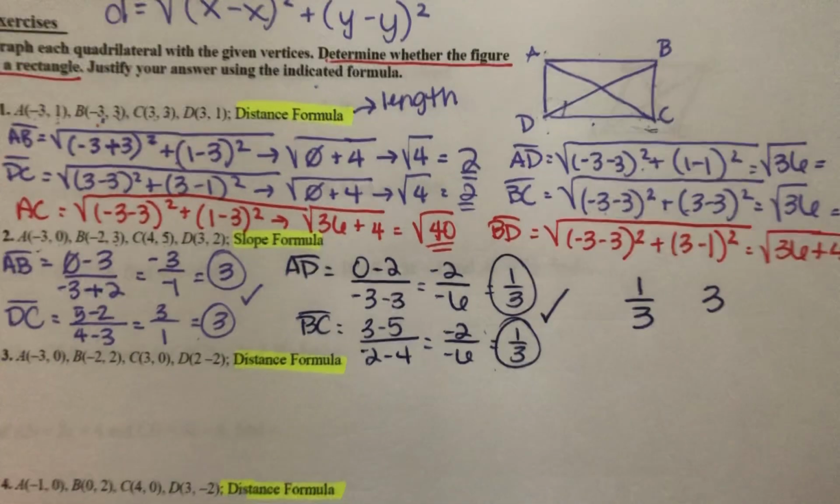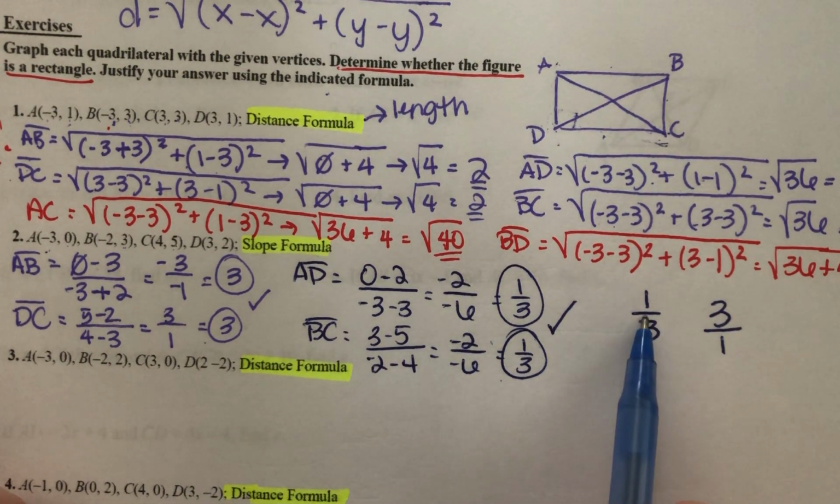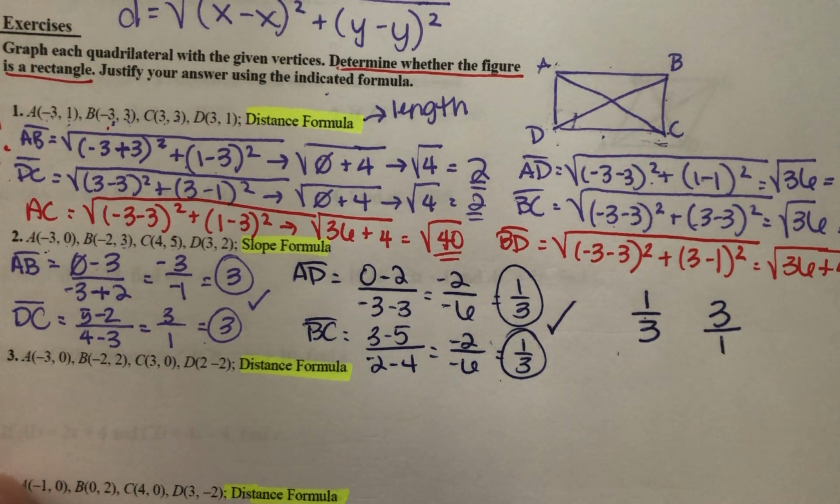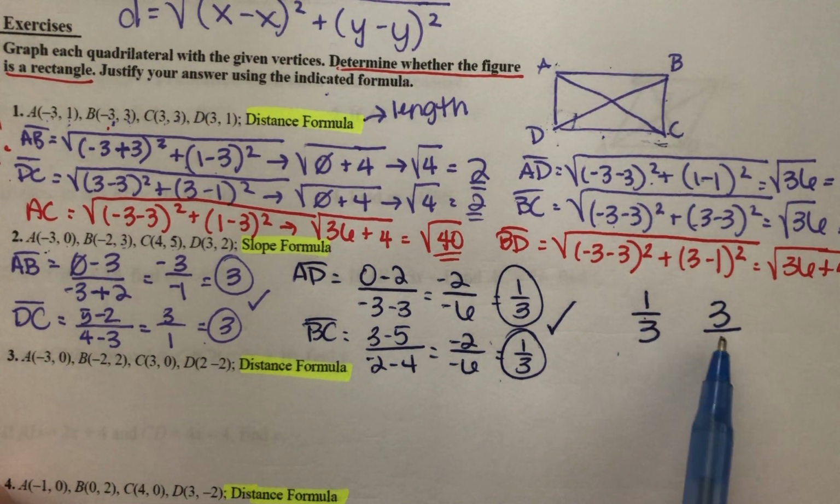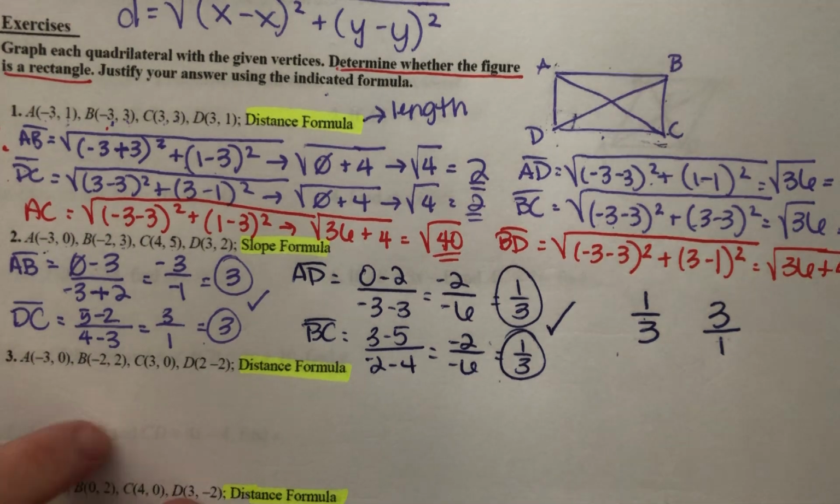Are these negative reciprocals of each other? Right, I can turn this into a 1. Did I flip it upside down? Did I change the sign in front? Well, it looks like I flipped it upside down, but both of these are positive numbers, right? So if they're both positive, they can't be perpendicular.